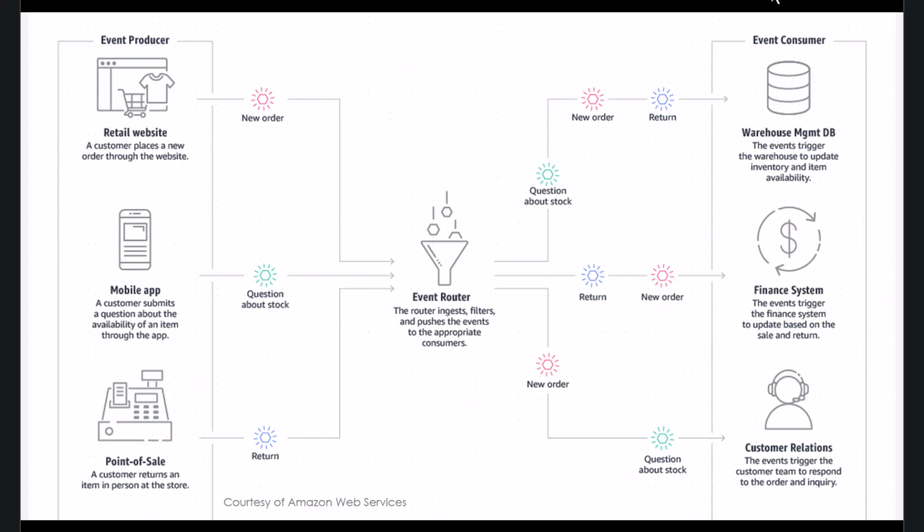Notice that you have an event producer in the upper left-hand corner. That's the retail website, along with a mobile app, which is what the customer uses to submit the question about availability of an item, and then the POS system, the point of sale. In the middle is the event router. It ingests, filters, and pushes the events to the appropriate consumers, for example, warehouse management databases, finance systems, or customer relations.